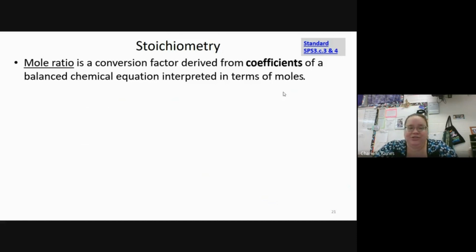Some terminology, just so that we're all speaking the same language here. A mole ratio is the conversion factor that we derive from the coefficients. If I use the example from before for my turkey sandwiches, I have 2 breads equals 1 sandwich, or 2 breads equals 3 pieces of turkey. So the mole ratio gives us the relationship between the moles of any 2 things in the reaction.